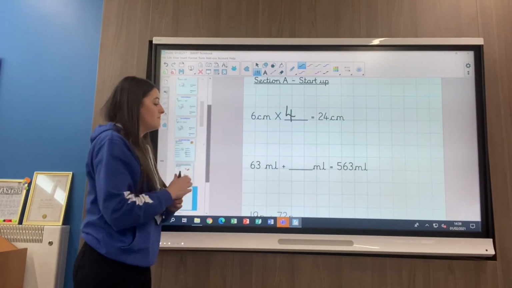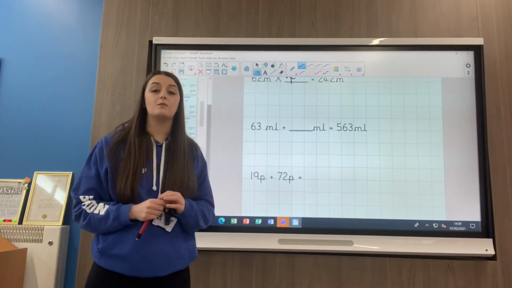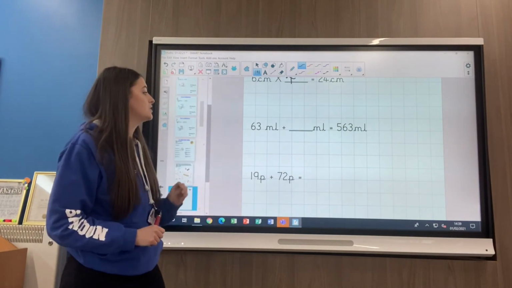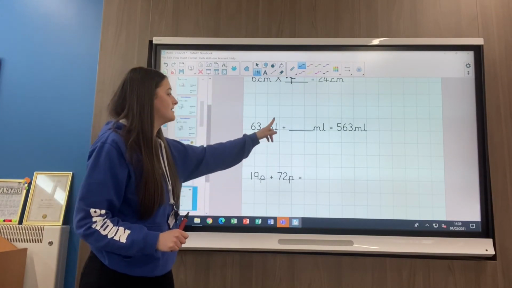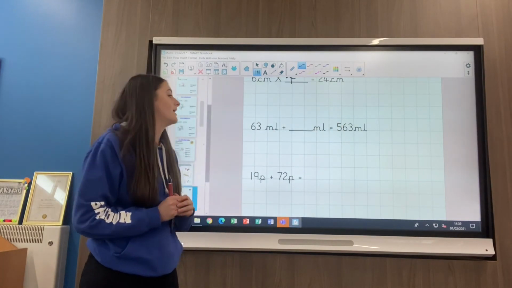Okay, so the measurements on the end of our numbers today are not really changing anything. We still need you to work out the number sentence. I've got an addition here. 63 millilitres add something equals 563 millilitres.